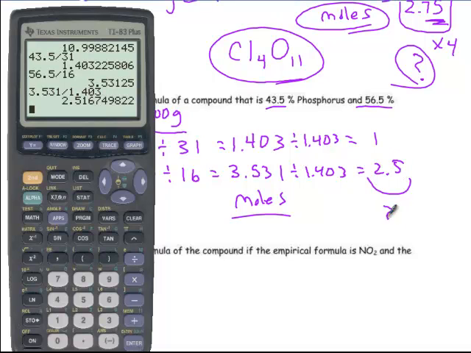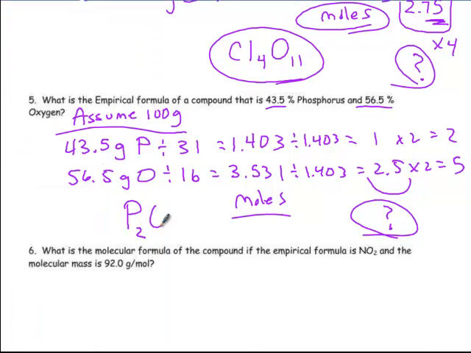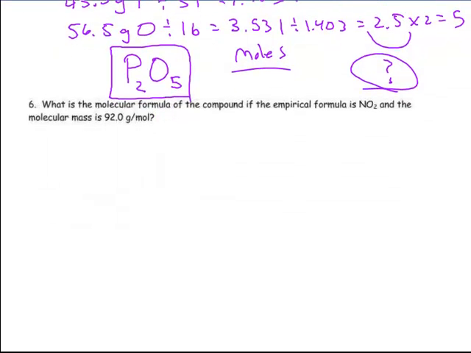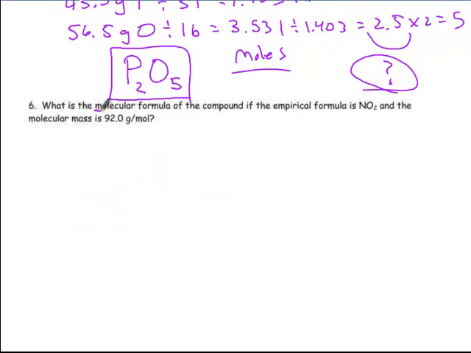So just like before, this is our thinking step. It ended up a 0.5 this time. So in a 0.5, I have to multiply them by 2. And so I get a 2 to 5 ratio. So the correct formula then for this one is P2O5. All right, the next question is a molecular formula question.